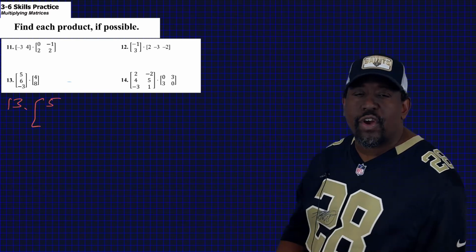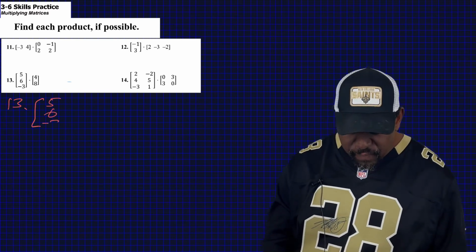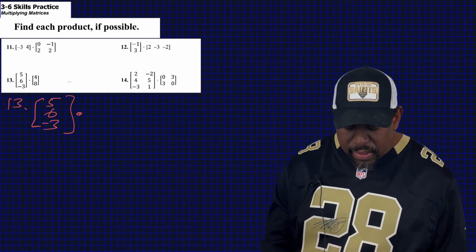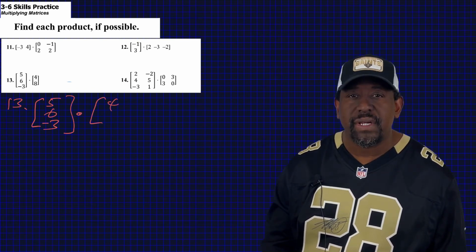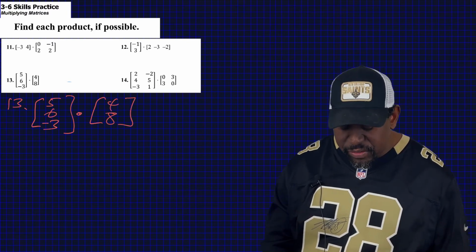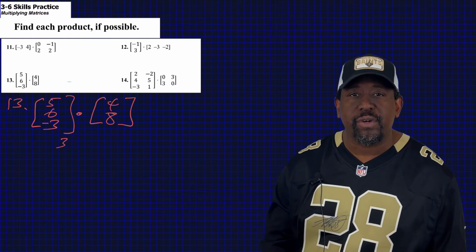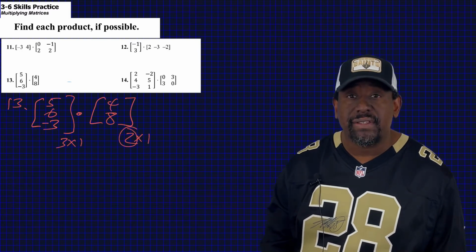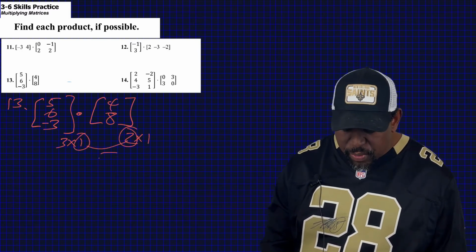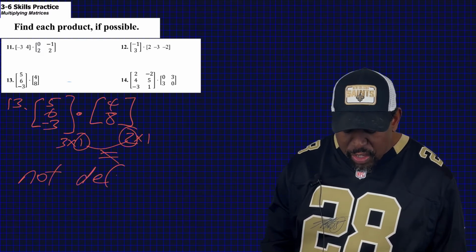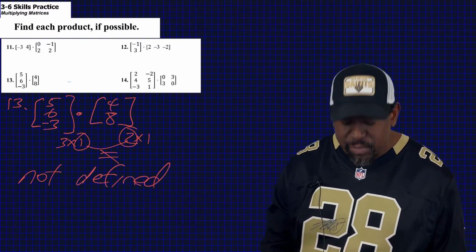We have a vertical column of 5, 6, and -3 being multiplied by another vertical matrix of 4 and 8. So the first thing we're going to do is write out our dimensions. The first matrix will be a 3 by 1. The second matrix will be a 2 by 1. Since the middle terms are not equal, we know that this product is not defined or not possible.